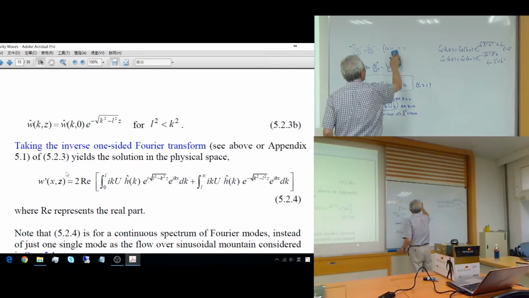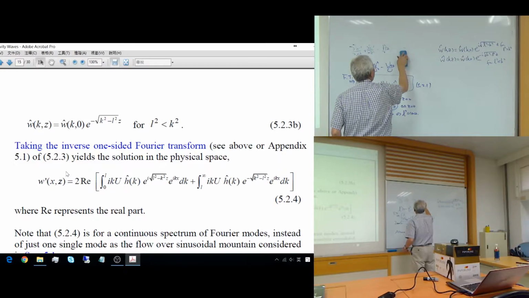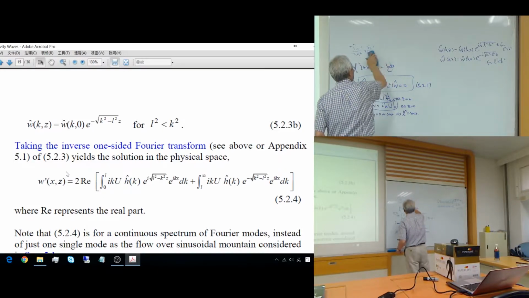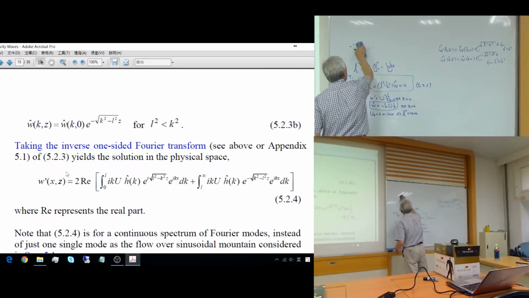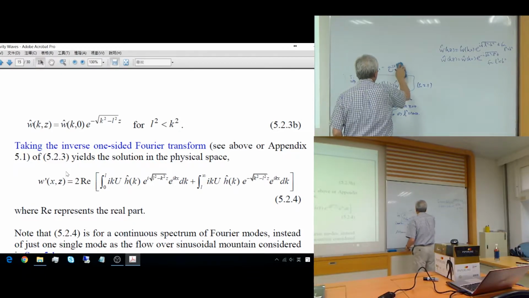I will spend more time erasing it than writing it. I guess it's an ink problem. The ink is sticking too much to the board.